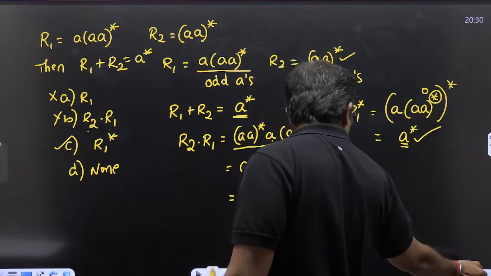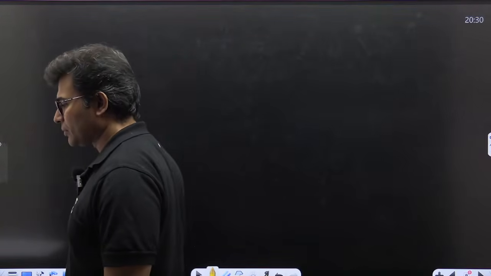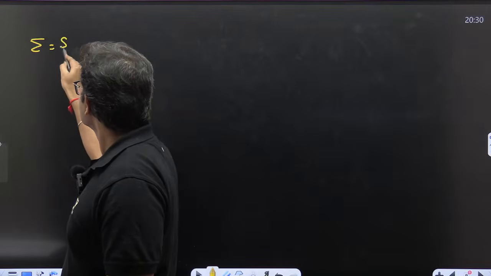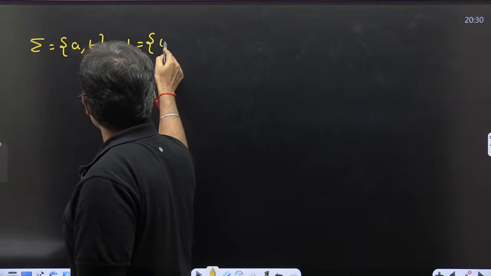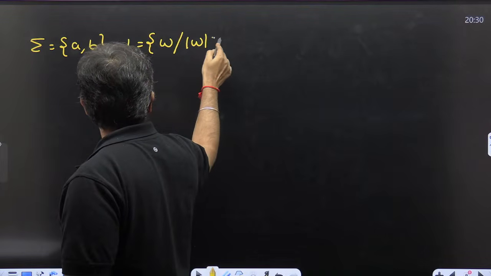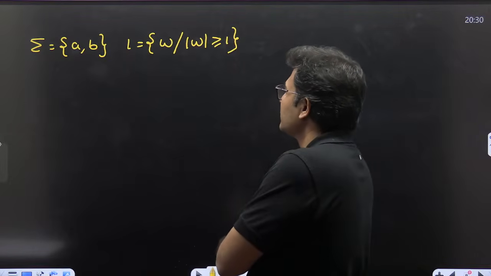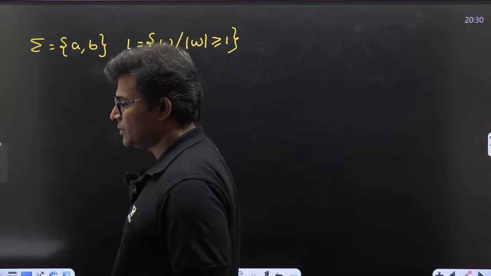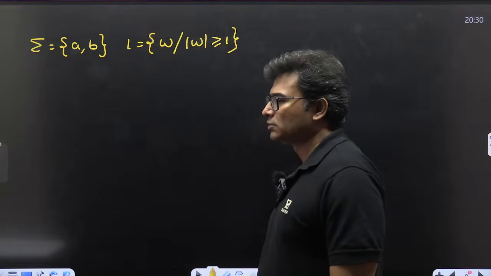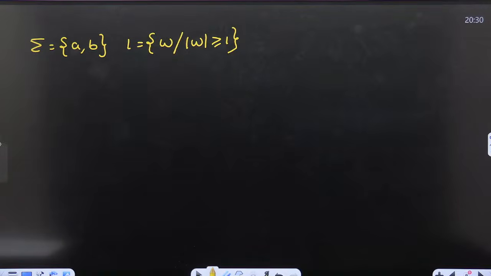Now let's do this question on string length. Sigma equal to A comma B and L equal to the set of all strings W such that string length is greater than or equal to 1. What is the regular expression for this, guys? String length is greater than or equal to 1.